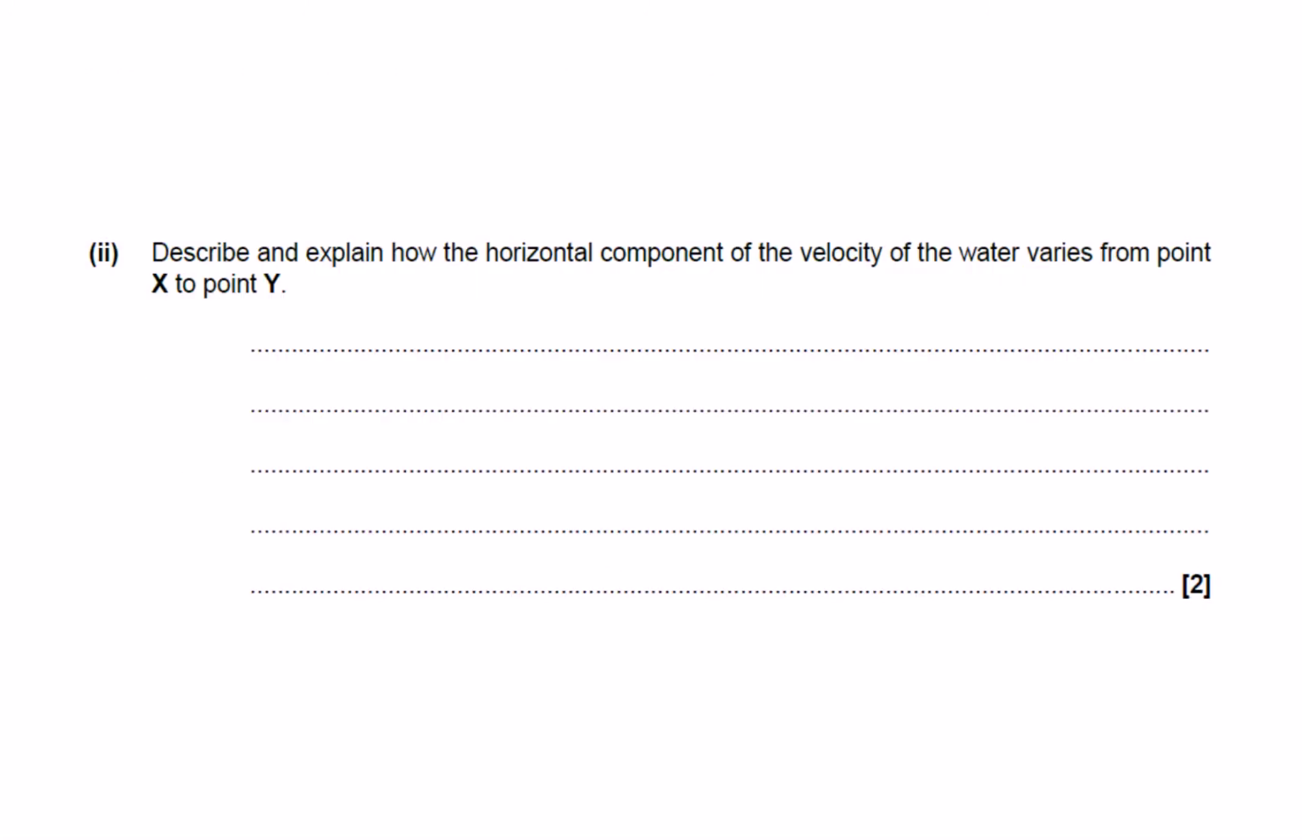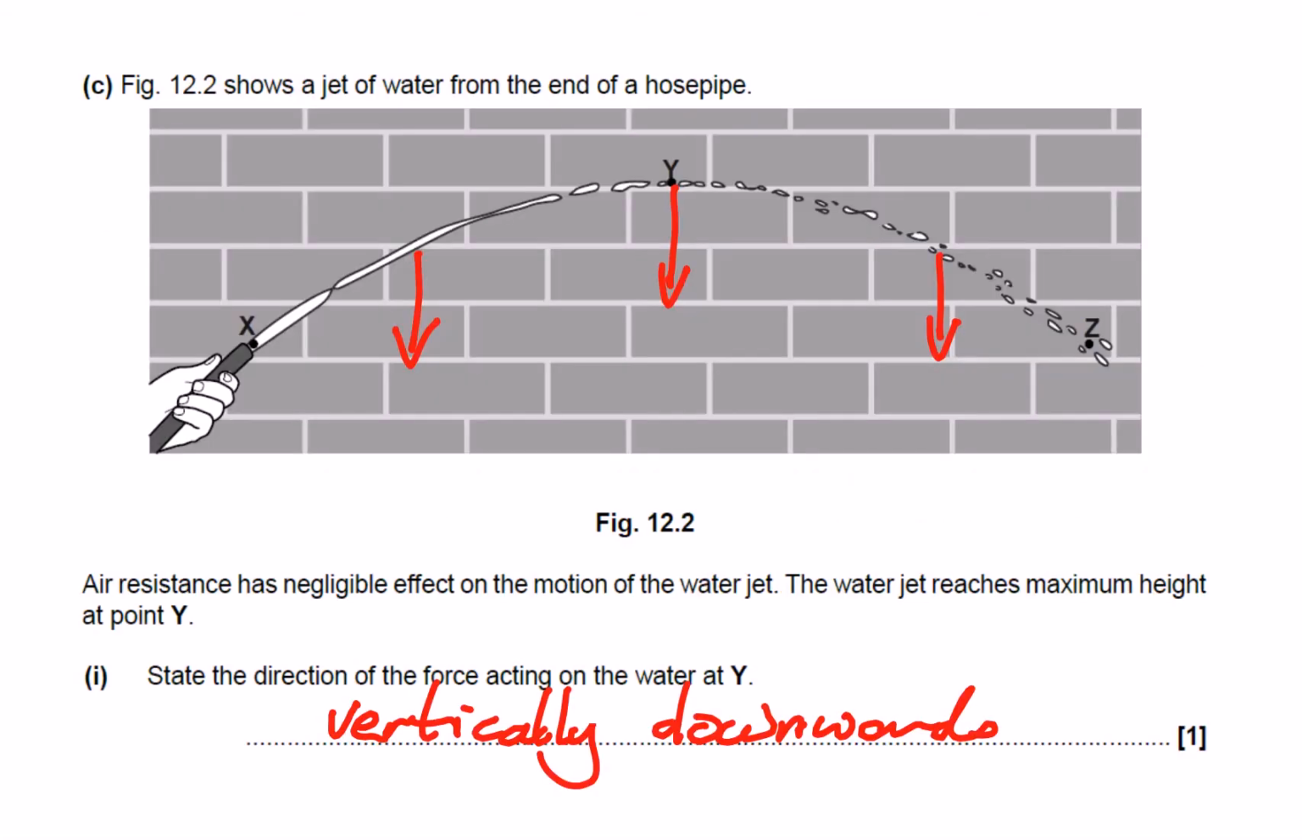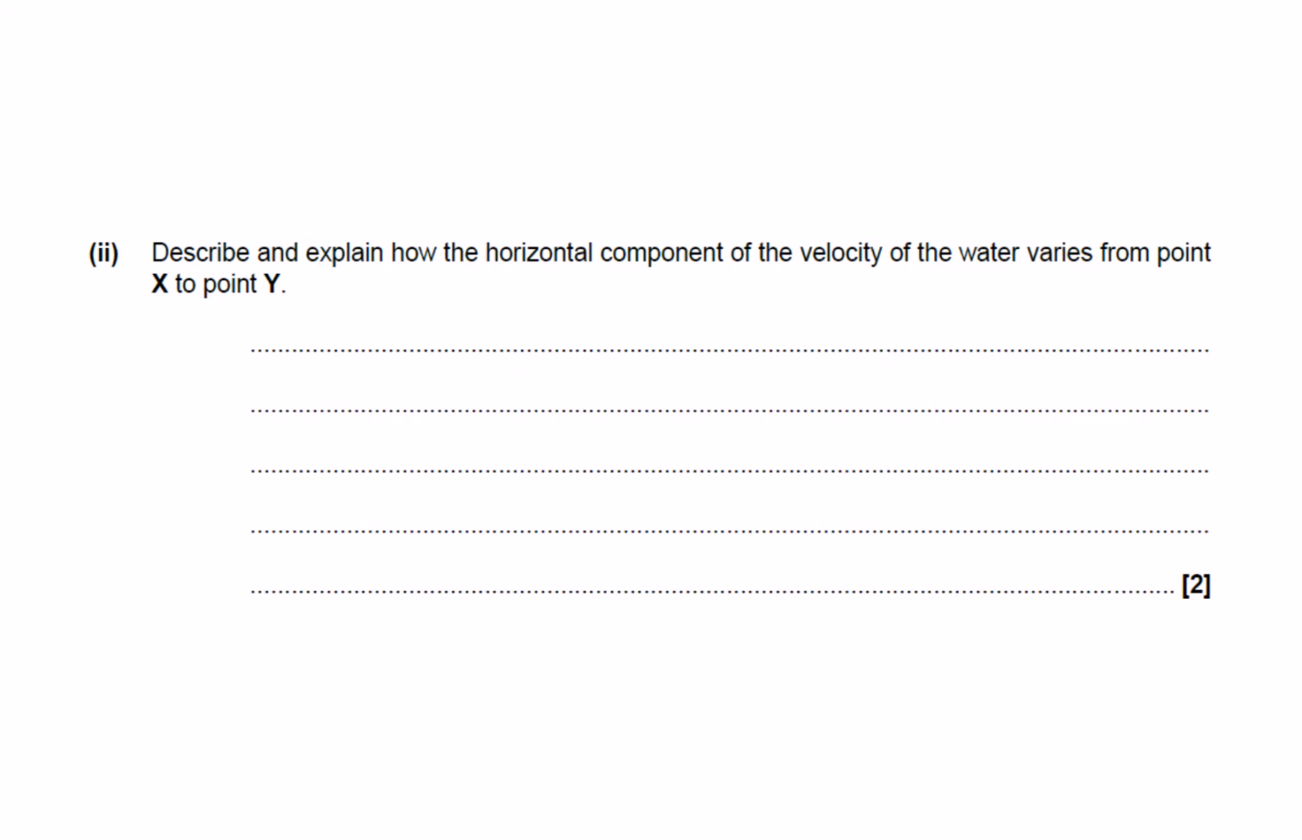Okay, let's move on to part 2. Now what we have to do here is we've got to describe and explain how the horizontal component of the velocity of the water varies from point X to point Y. Now if we go back to part 1, we can see that the only force acting on our object is vertically downwards, and it's doing that all the way through there, and because it's vertically downwards, it has got no component in the horizontal direction. So, describe how the horizontal component changes.